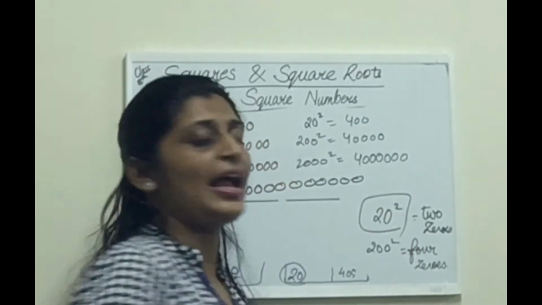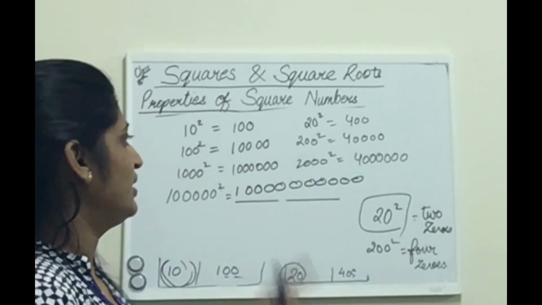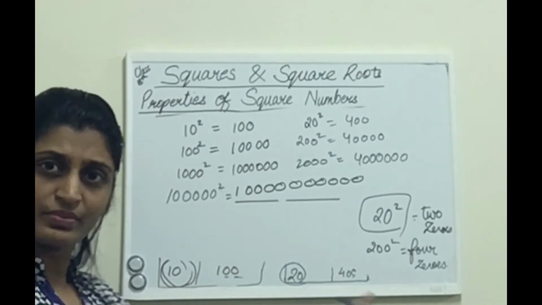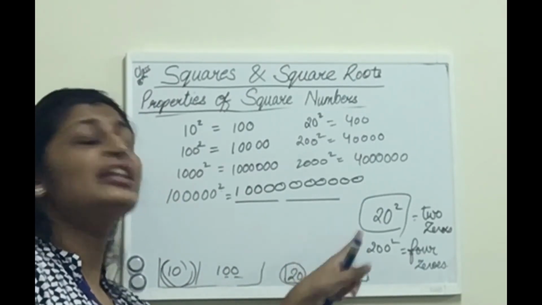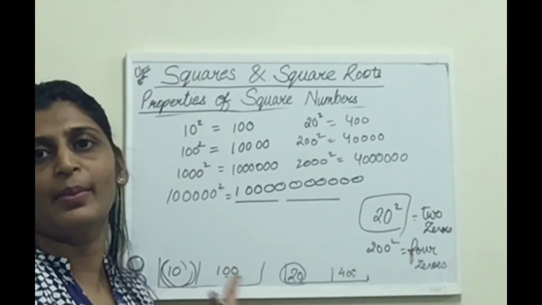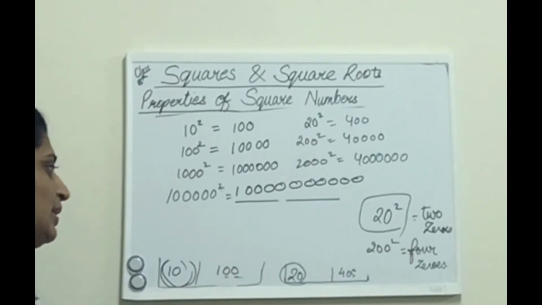Right? I hope you got the trickiest part of the zeros, that the number of zeros gets doubled in the squares of a particular number. Right?